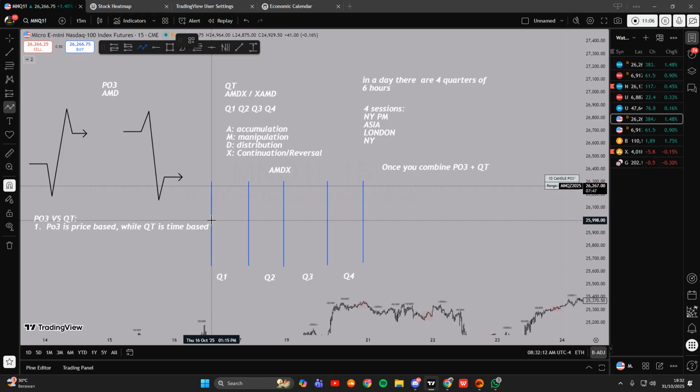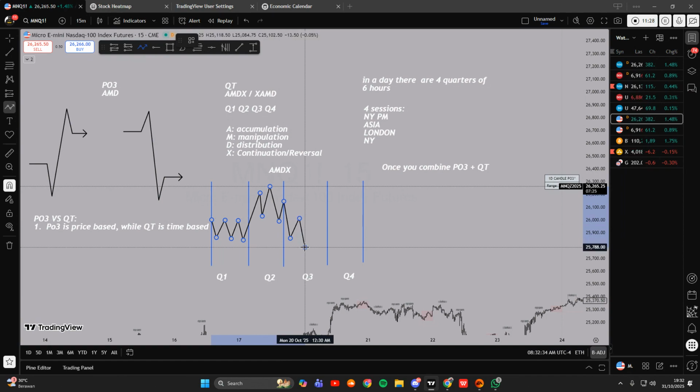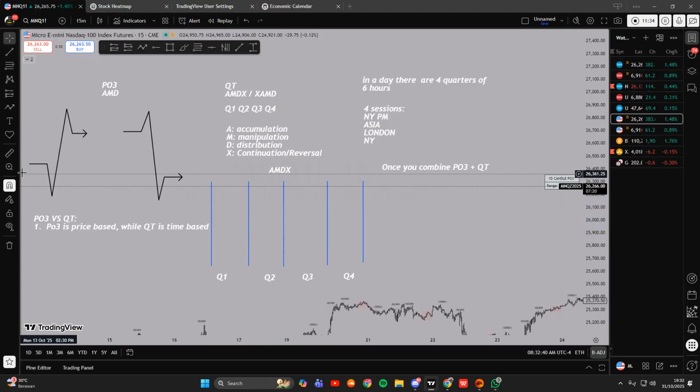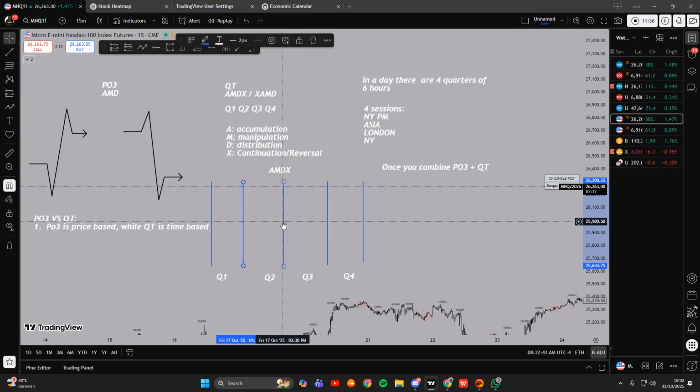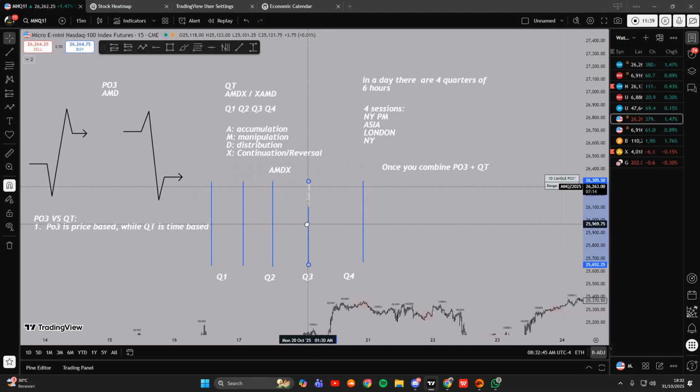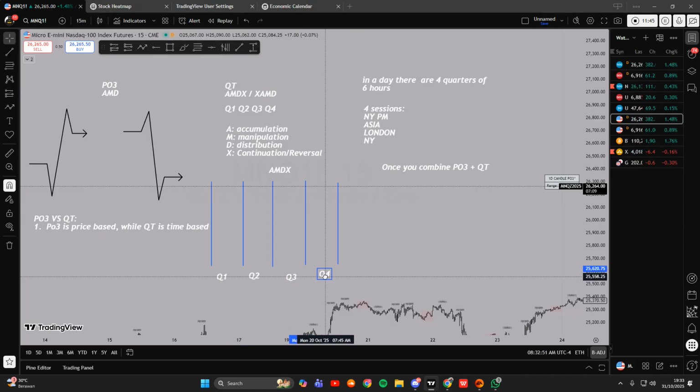Let's say PO3, because the way I trade PO3 plus quarterly theory is I also use market maker models, you know what I mean? So let's say AM taps into a PD array up here. I would expect us to distribute lower. Boom. Take out these lows. And actually, I think a better way to explain this is by showing an XAMD scenario.